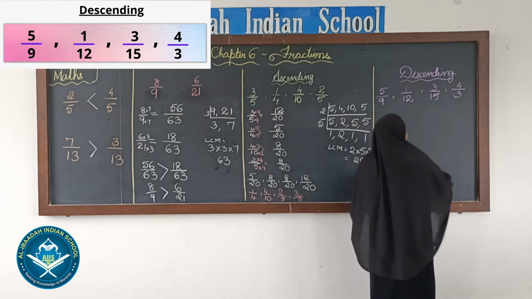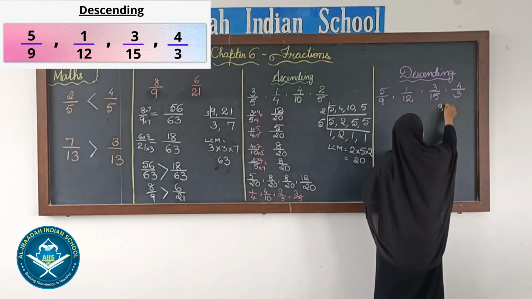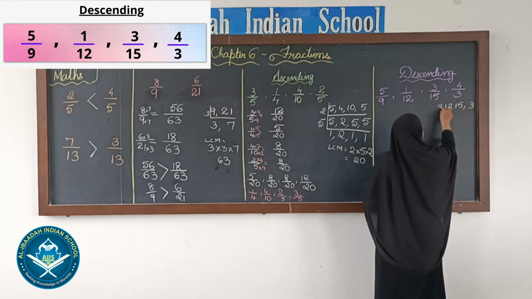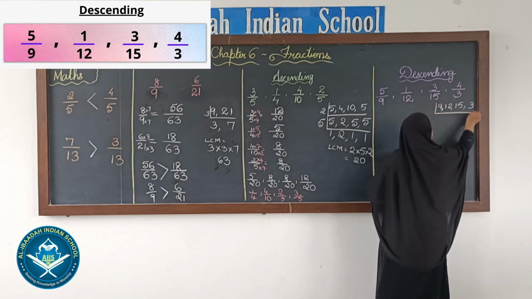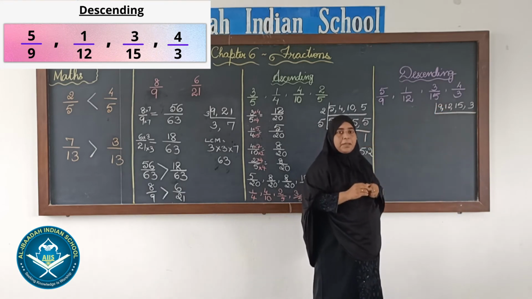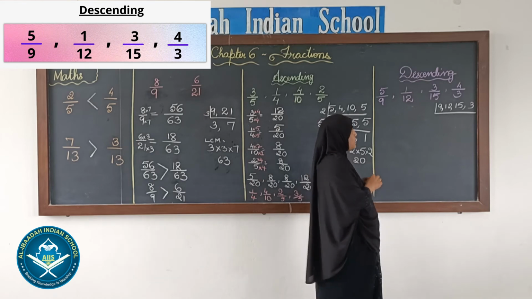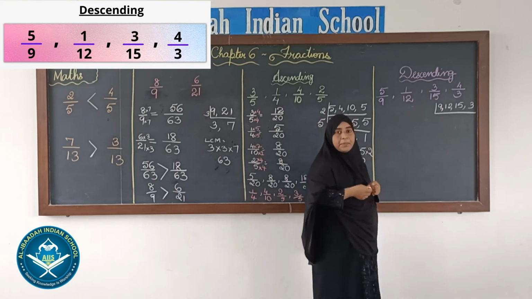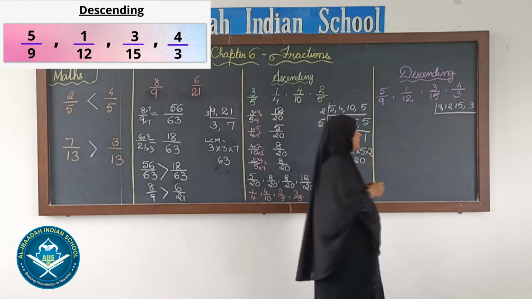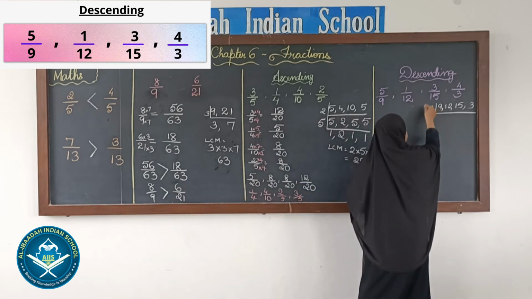Okay, 9, 12, 15 and 3. So 4 numbers I have. We had 4 denominators, which is the common number which will divide? 3 will divide all the 4 numbers, isn't it? All the 4 denominators will be divisible by 3. So we will do the division with 3.